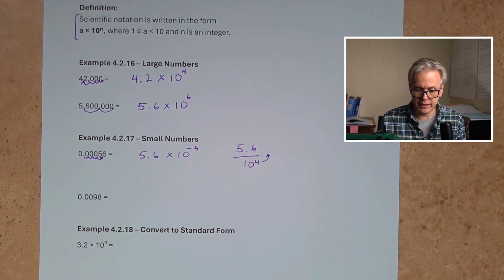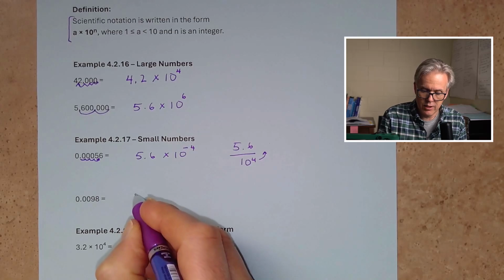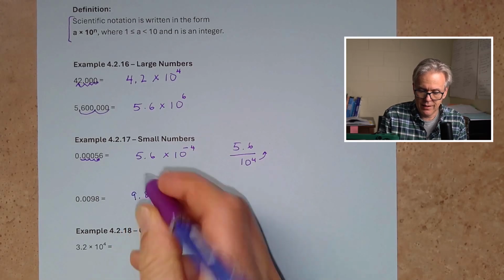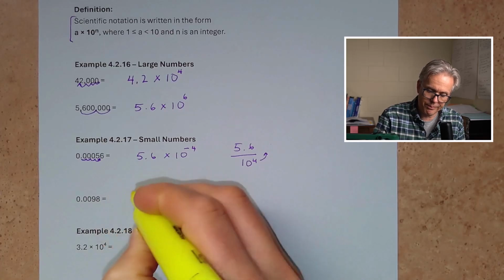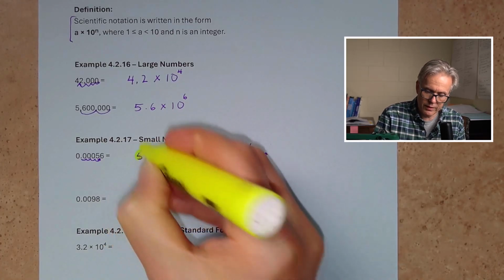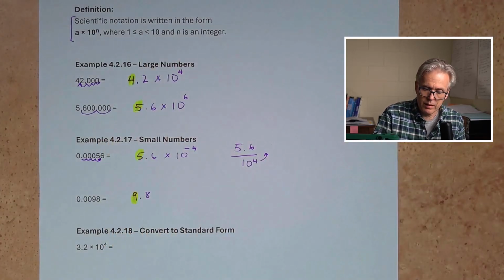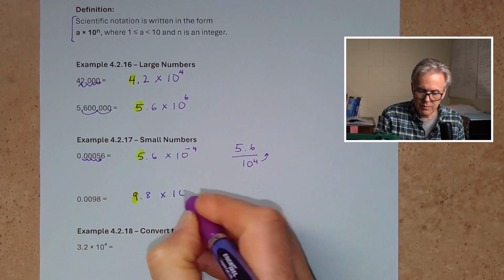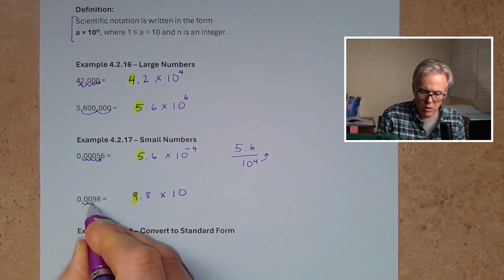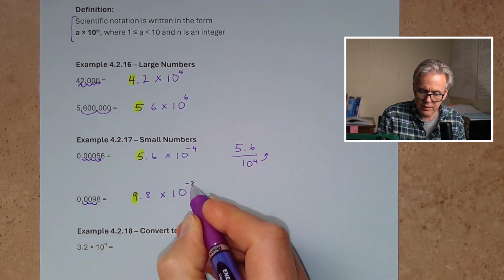How about this one? 0.0098. So it's going to be 9.8. Remember, I go until this digit here is a one-digit number. So all these are just a single digit, decimal, and then whatever else I have here. I just have one more digit. So times 10 raised to what power? This moved 1, 2, 3 places.